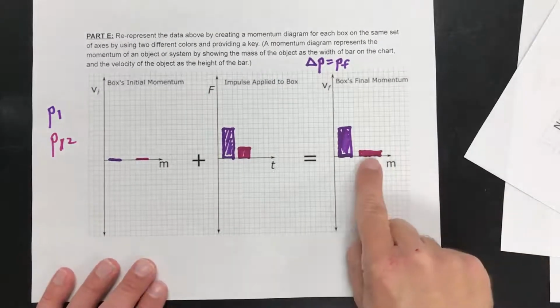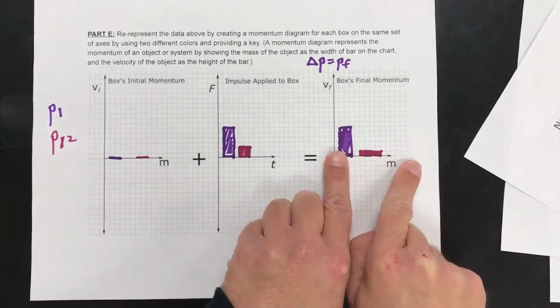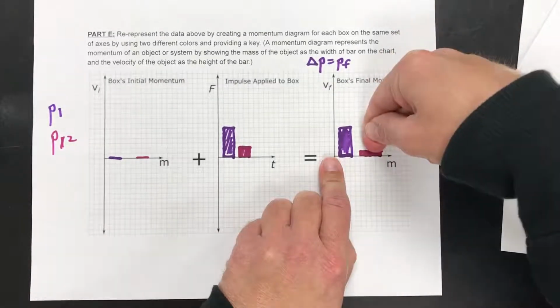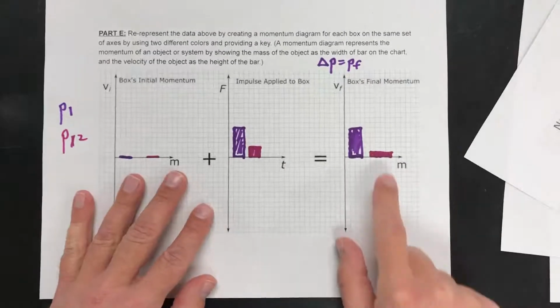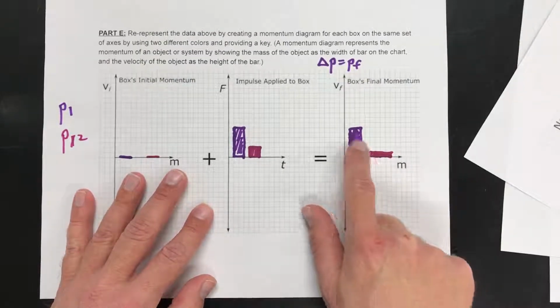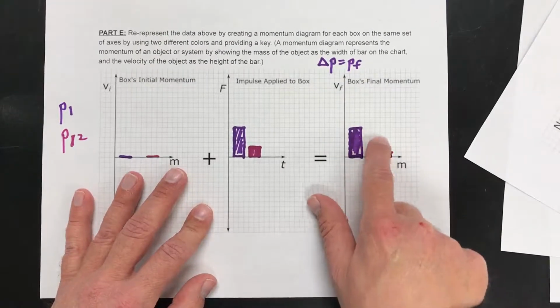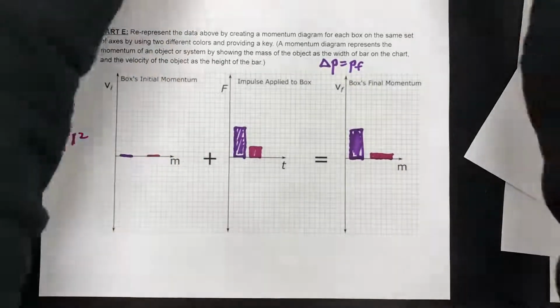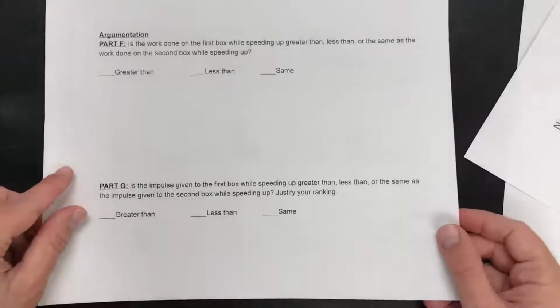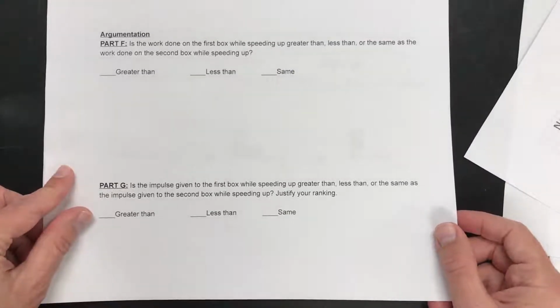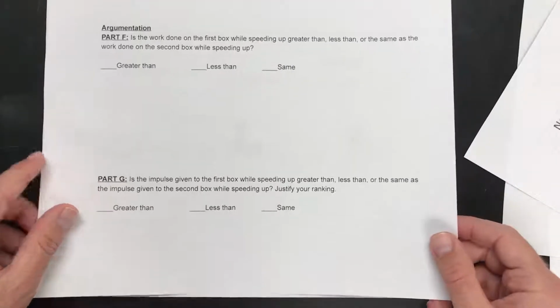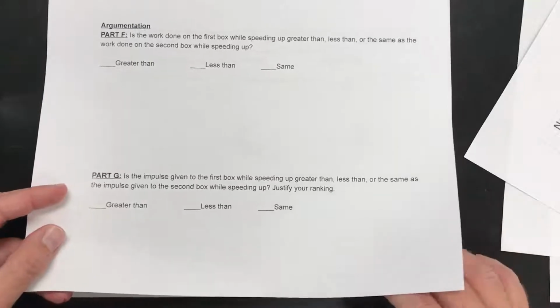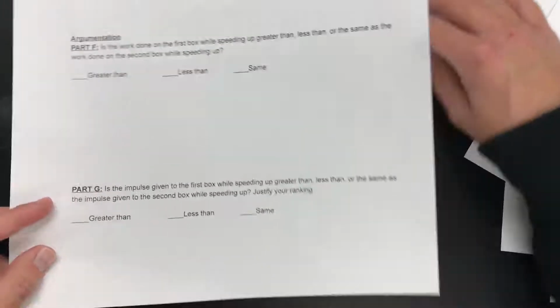So notice that because it's got a bigger mass, which spreads it out this way, that brings down my final velocity. If I had the same mass as the other one, my momentum would be higher here, or my velocity would be higher there. So finally, part F: is the work done on the first box while speeding up greater than, less than, or equal to the work done on the second box while speeding up?